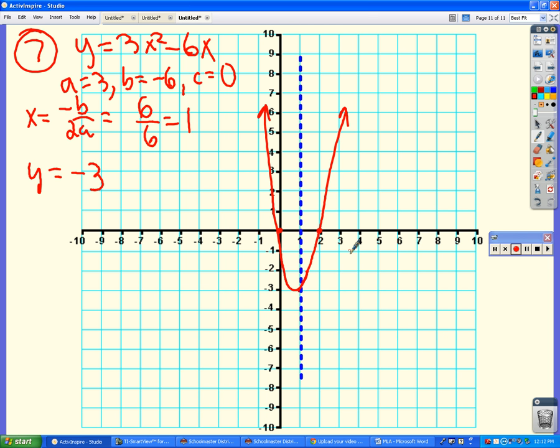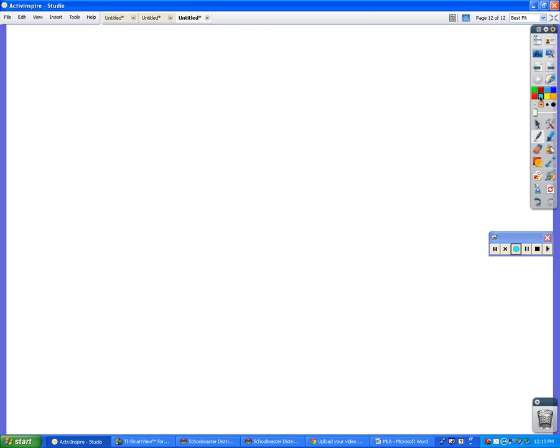If the vertex is different from the y-intercept, then you don't have to do that pick a number game. You can just use those 2 points to figure it out. All right, one more graphing one.